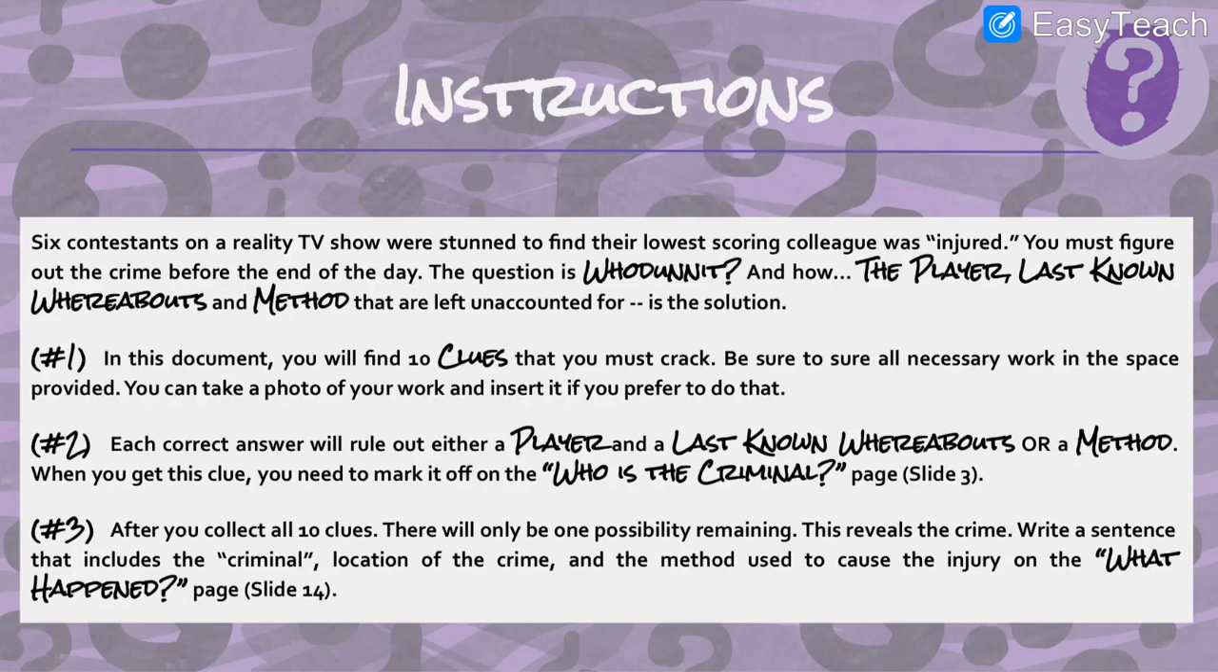Six contestants are on a reality TV show. They were stunned to find their lowest scoring colleague was injured. You must figure out the crime before the end of the day. The question is, who done it? The player, the last known whereabouts, and the method that are left unaccounted for is the solution. In this document, you are going to find 10 clues that you must crack.